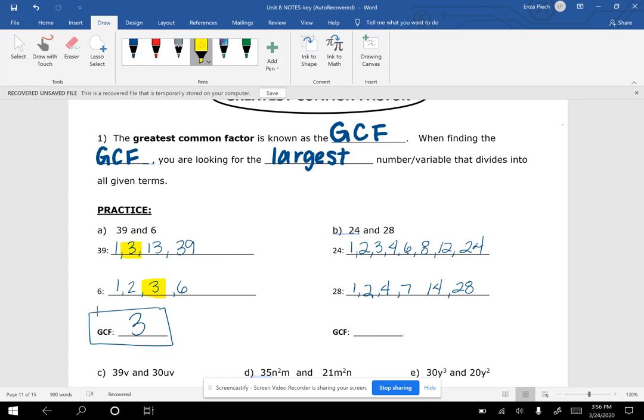So we need to identify, again, anything that's in common. Both lists have a 2, and both lists have a 4. I don't have any other factors. So now of these factors that we've highlighted and identified, which ones are the greatest? Which would be larger? Well, 2 is less than 4. So that means 4 needs to be our greatest common factor.